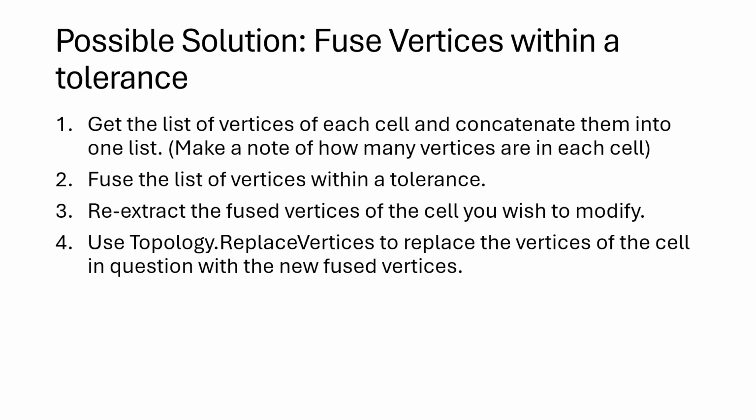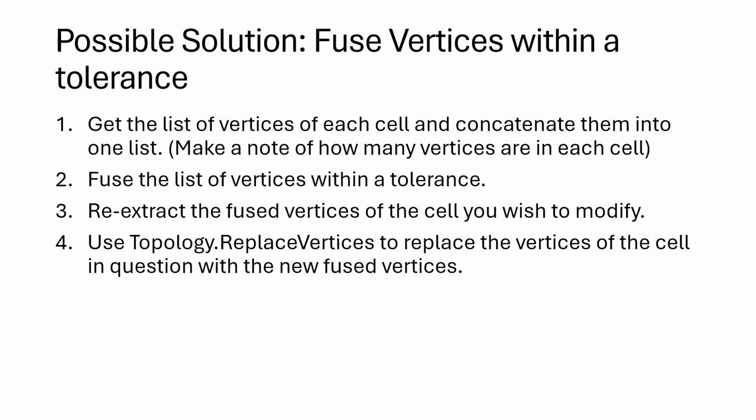so it's very easy to re-extract them later on. Then you take this list of vertices of both objects, both cells, and you fuse them within a tolerance. You should know what kind of tolerance you are dealing with in order to get those vertices to fuse into one vertex. There is a method called vertex.fuse, which I will go over in the next set of slides.